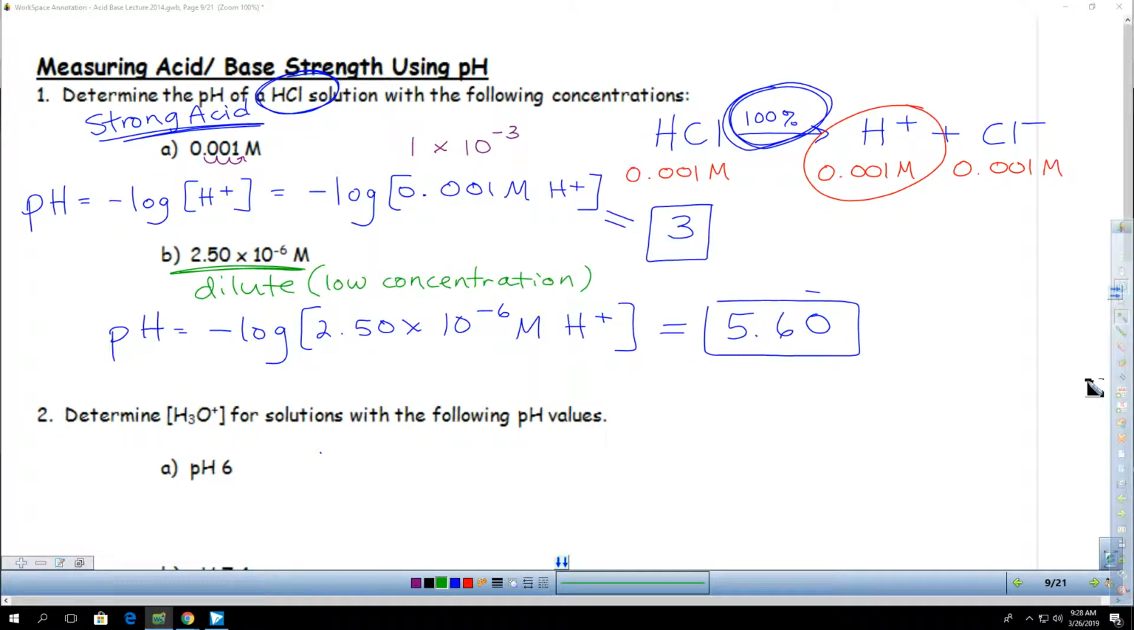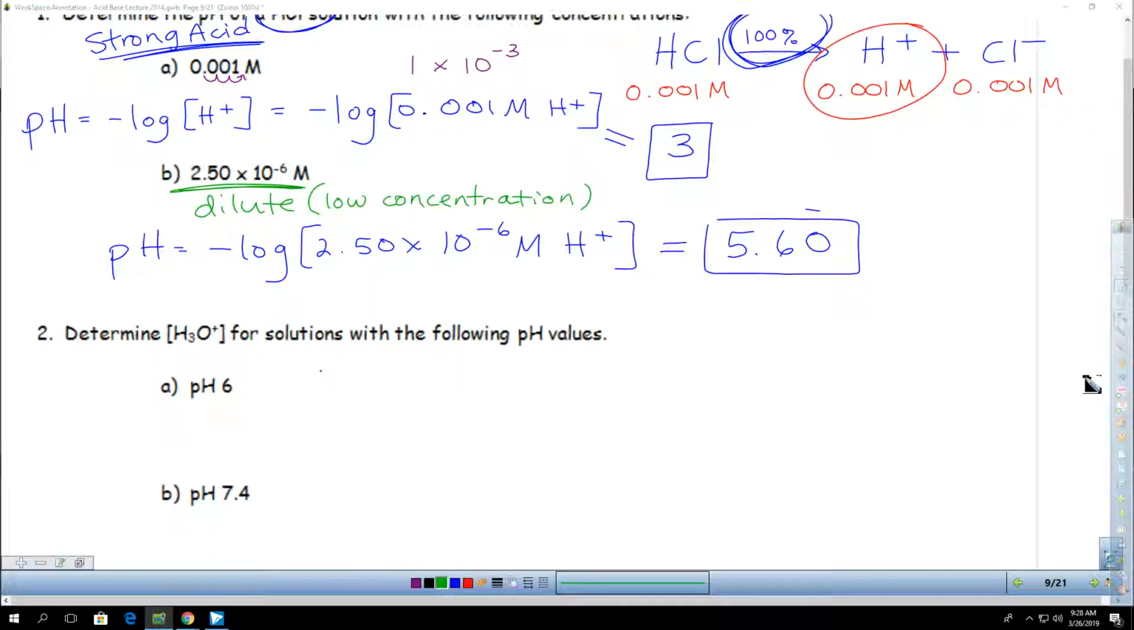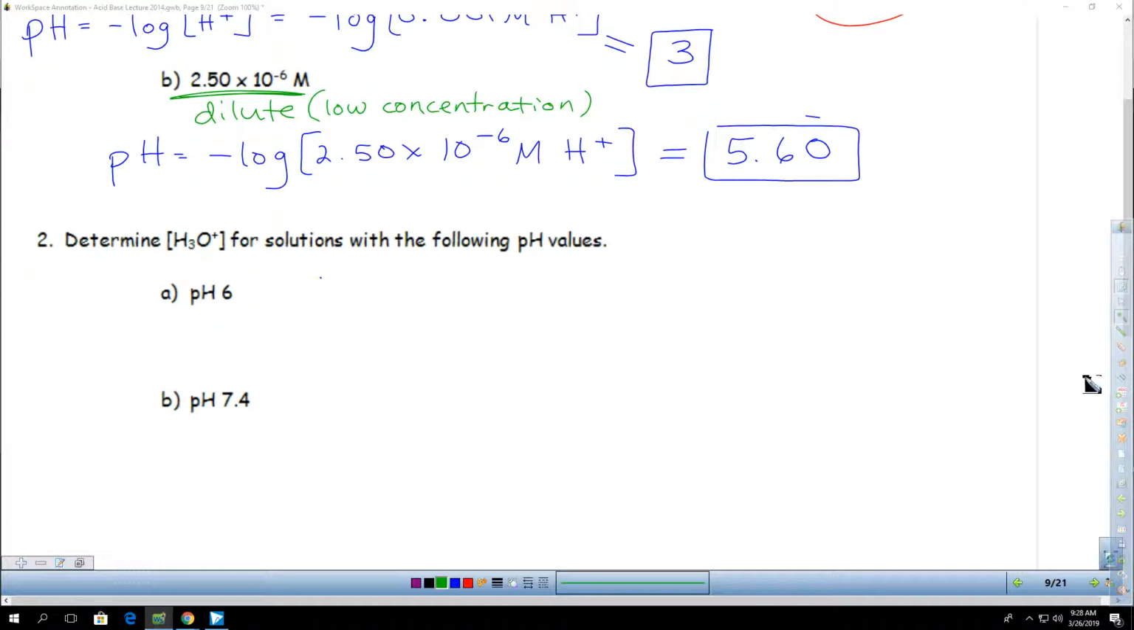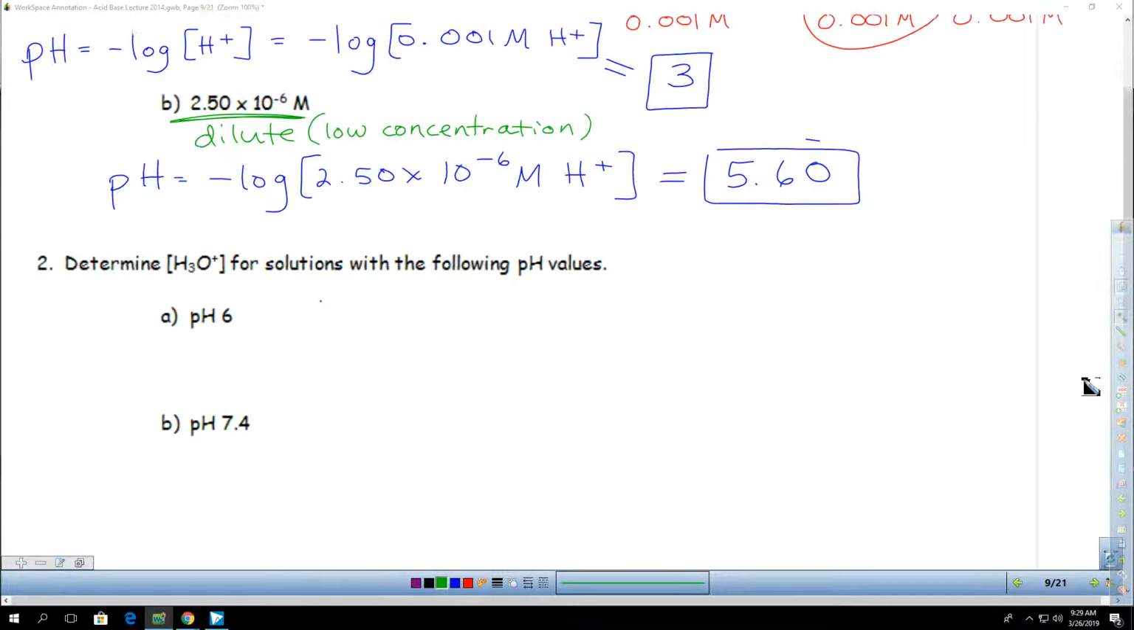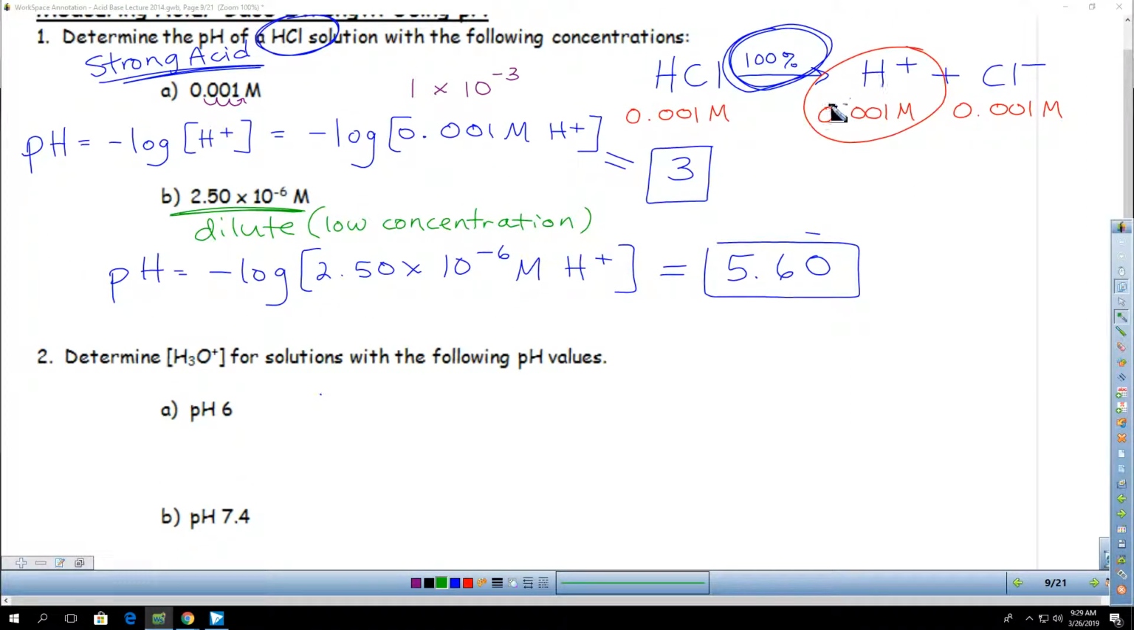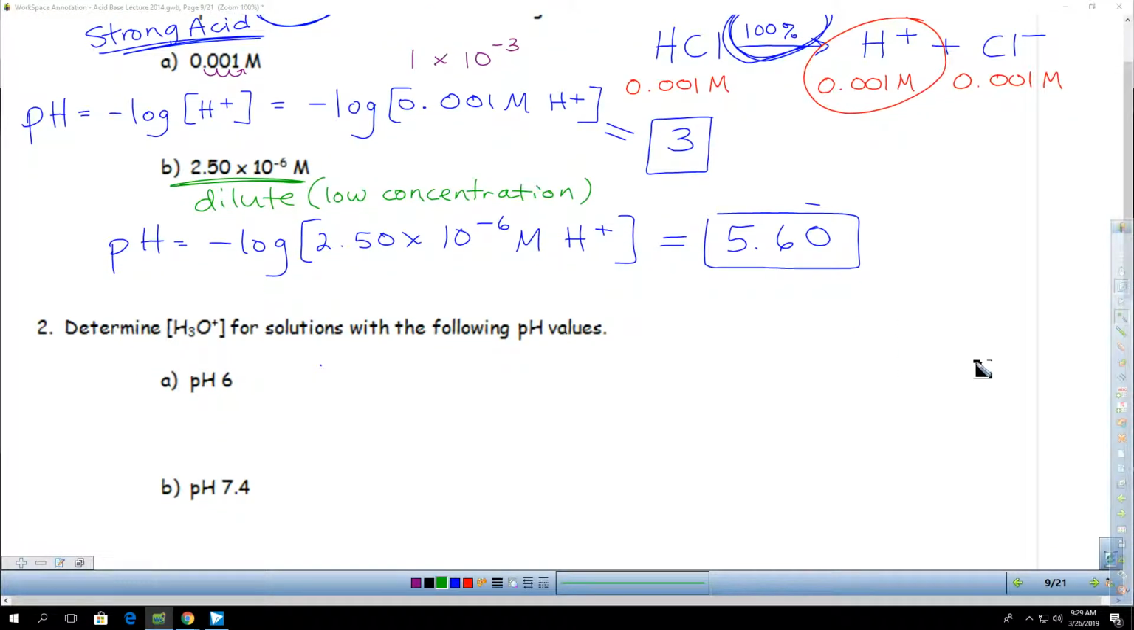In the last video, we looked at calculating the pH of a strong acid. This time we're going to do kind of the opposite, where we're given the pH and we're asked to calculate the concentration. Again, these are going to be strong acids. If I know the concentration of the hydrogen, or H3O+ hydronium, it is the same as the concentration of the original acid because it dissociates 100%. And this time, again, we're given the pH and I want to know the concentration.